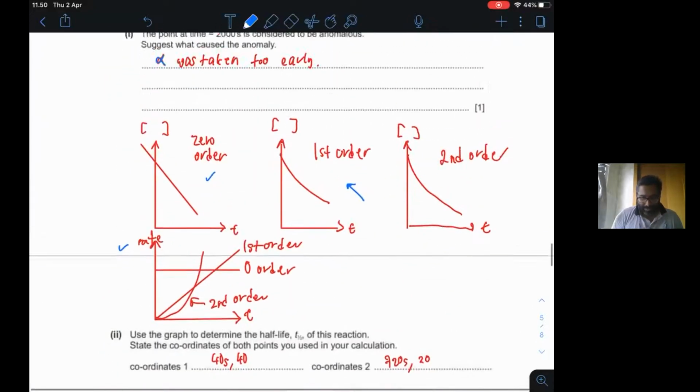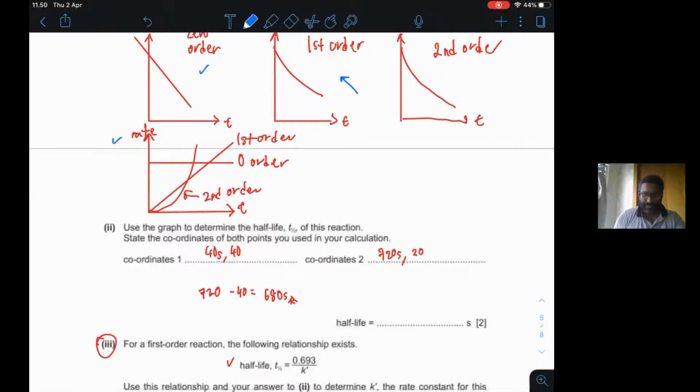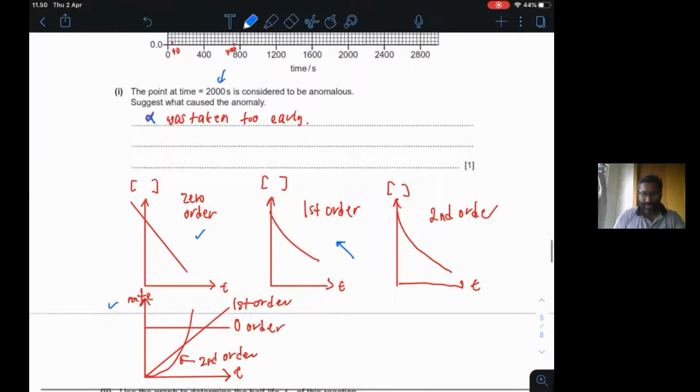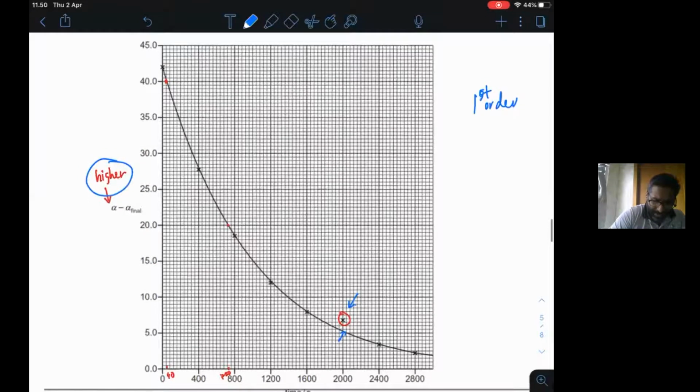Now, the next is to use the graph to determine the half-life of this reaction. Just now I mentioned that this is a first order reaction. For a first order reaction, you can determine the half-life: if this is the earlier concentration, let's say 1, and you calculate for 0.5, from here to here is your half-life. I took 40 here so that it's easier for me to calculate, so of course I need to take 20. So I took 20 over here.